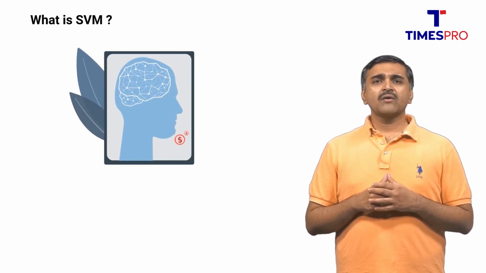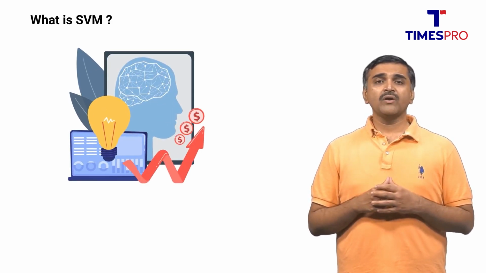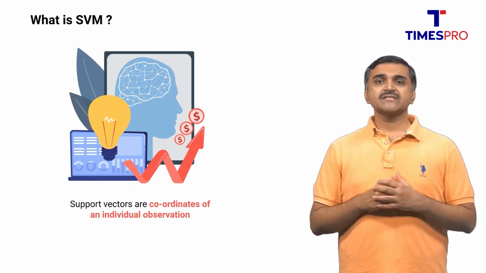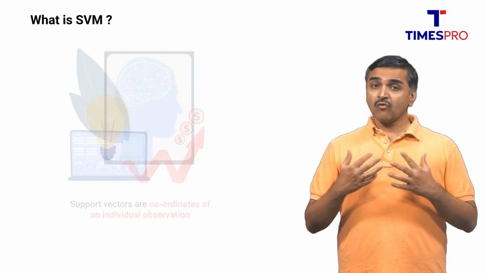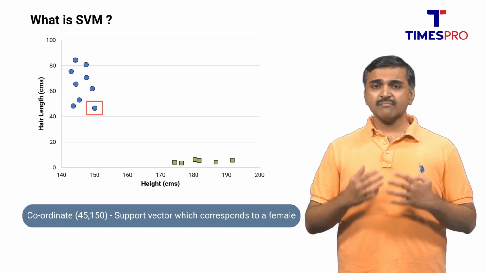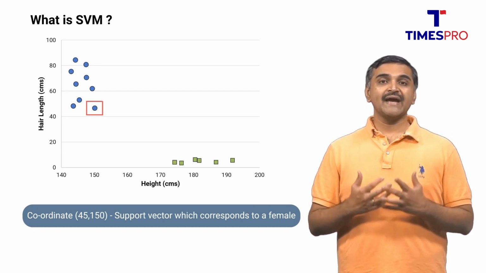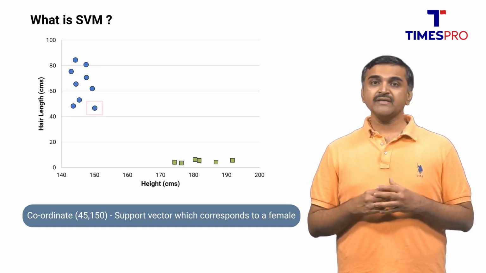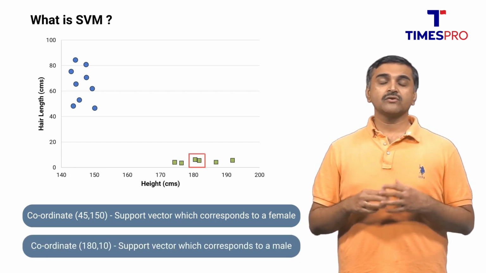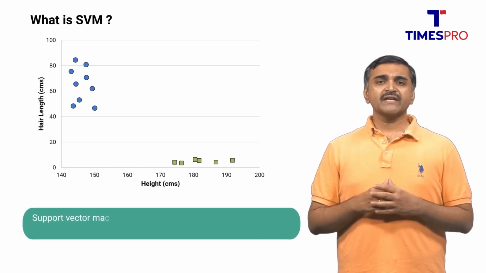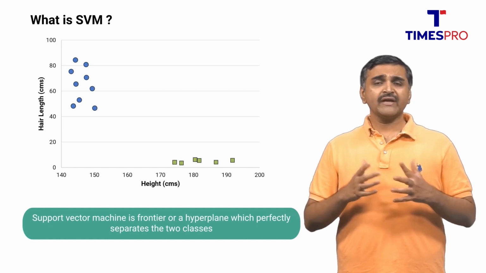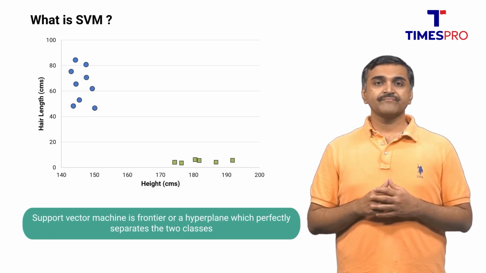Let's now understand what are support vectors and what is support vector machine. Support vectors are coordinates of an individual observation. For instance, the coordinate 45, 150 is a support vector which corresponds to that of a female. Likewise, the support vector 180, 10 corresponds to that of a male. Support vector machine is a frontier or a hyperplane which perfectly separates the two classes.